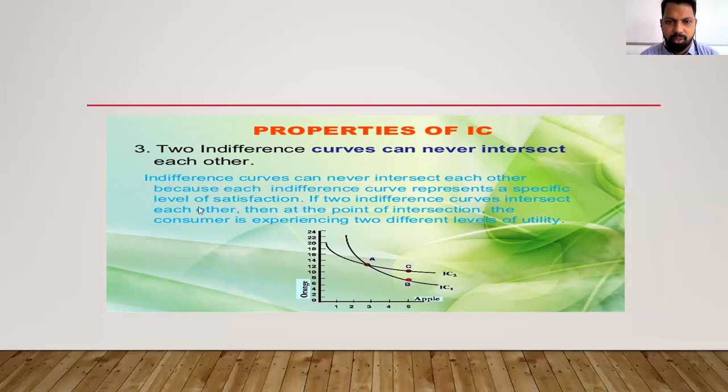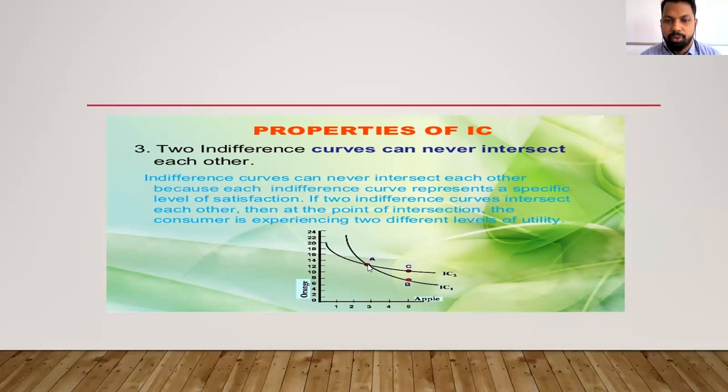If they intersect, one indifference curve shows one level of satisfaction, and the other indifference curve shows a different level of satisfaction. If they intersect each other, look at the picture, you can see that at point A, indifference curve 1 is intersecting indifference curve 2. It will be against the principle of the indifference curve, because the indifference curve shows the locus of different combinations of two commodities that give the same level of satisfaction. Here, IC1 has one level of satisfaction, and IC2 has a different level of satisfaction.